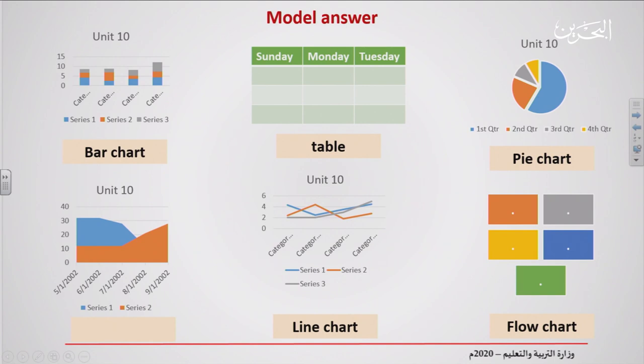Let's check your answers. So as we said before, chart number one is a bar chart, number two, a table, number three, pie chart. What do you think of chart number four? Yeah, it's an area chart. Number five, line chart. And the last chart, we call it a flow chart.